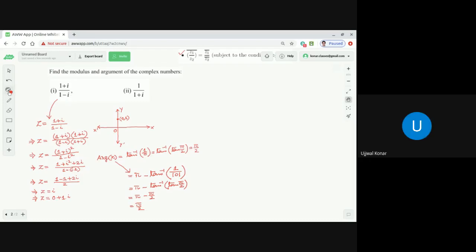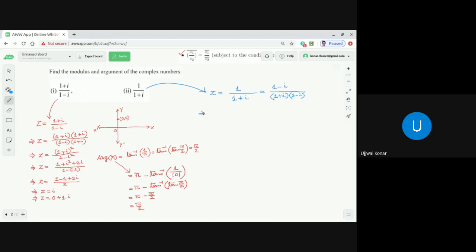We can apply the same thing. Let me use a different color so that you should not mix up with this one. You can also do along with me, dear students, for this one. So let's assume Z is equal to 1 by 1 plus I. And you know what you need to do? We need to multiply both numerator and denominator by 1 minus I. So 1 plus I into 1 minus I.